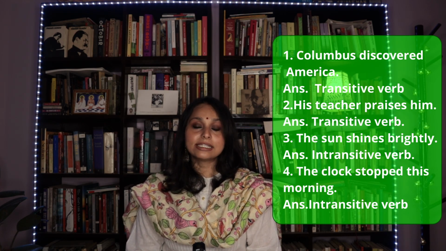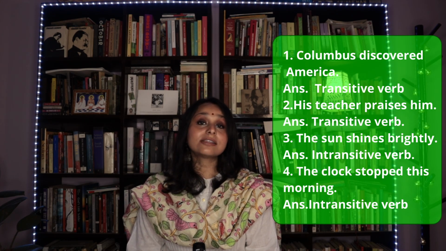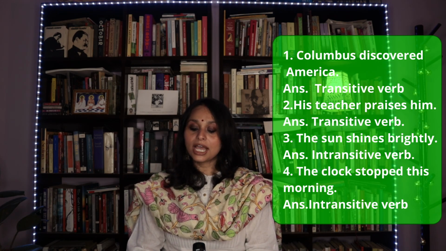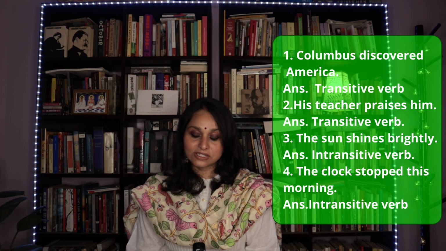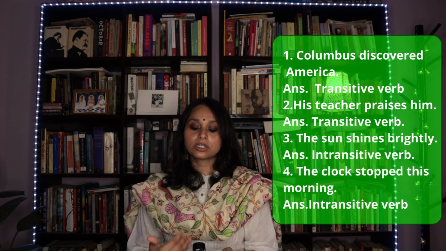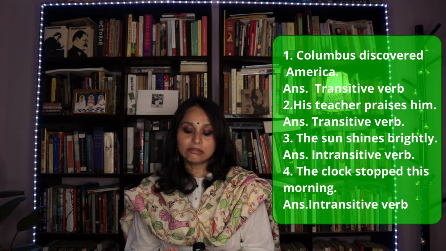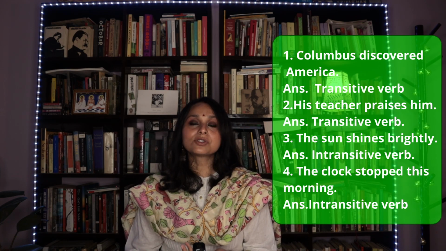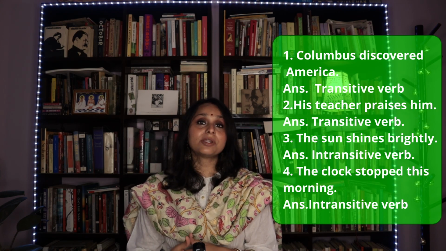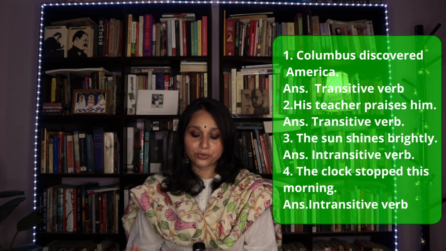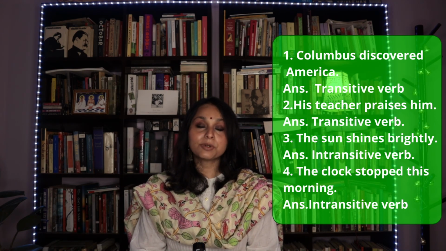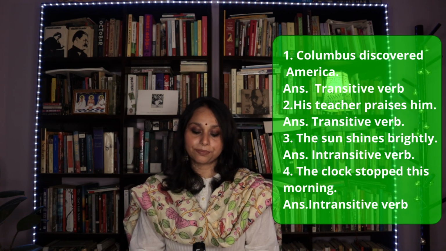Let us look at sentence number 3. The sun shines brightly. Here, if you ask the question, shines what? You do not receive a sensible answer. Shines whom? Again, you do not receive a sensible answer. Here, shines is your verb and brightly is simply modifying the verb shines. So it is not an object because you do not receive a sensible answer after you ask the question what or whom. So here shines does not have an object. So this particular verb is an intransitive verb.